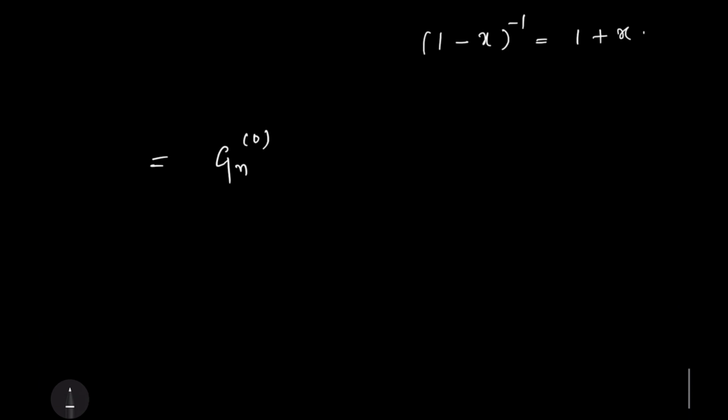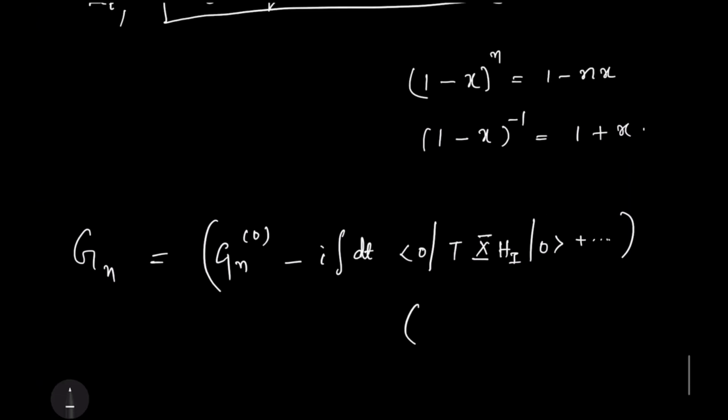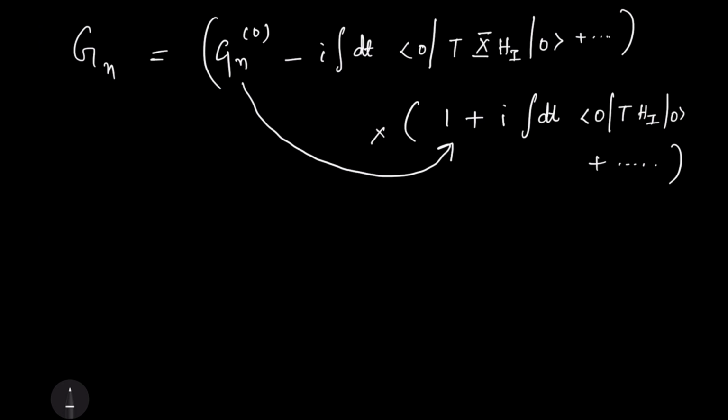Okay, and wherever there is this term, I replace it with Gn of 0. Then in the next step I can write Gn 0, because here the first term is Gn 0. So Gn is equal to Gn 0, then minus i integral dt, right, 0 time ordering of x bar Hi, okay, plus etc. So this is the numerator, and in the denominator I apply the binomial expansion so that this will go to the numerator. So 1 plus i integral dt 0 time ordering of Hi 0 plus other terms are also there. Okay, so the first bracket multiplied by the second bracket, that is Gn. So I have to multiply now these two brackets, right?